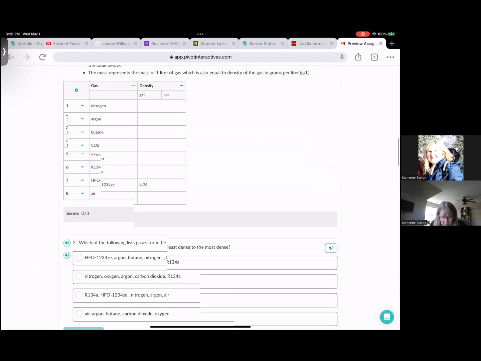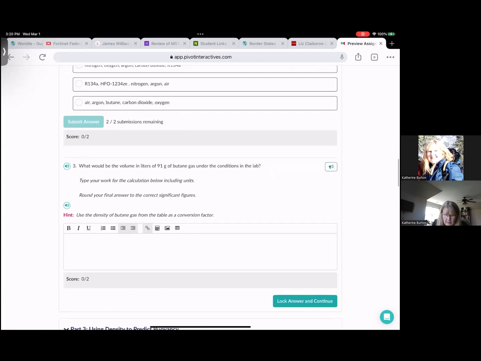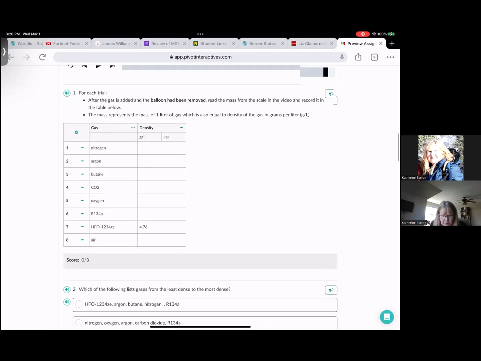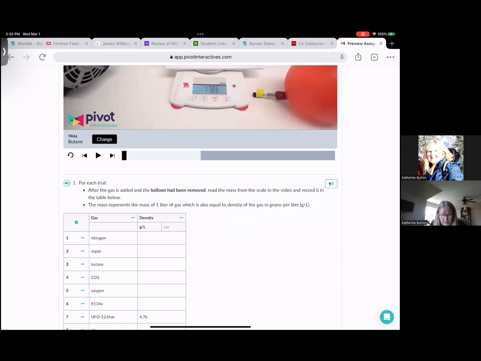And once you've got all of these in, they're just going to ask you to put them from the least dense to the most dense, so the smallest value of grams to the largest value. Then you're going to do some math here. And to do some math, we're going to do butane. So let's just quickly do butane and load this one up.